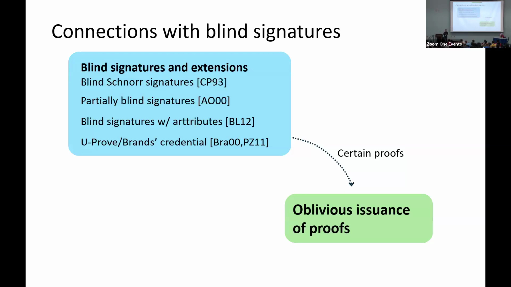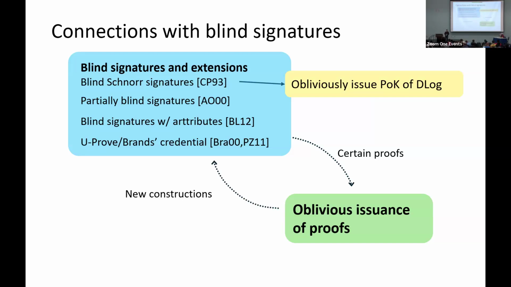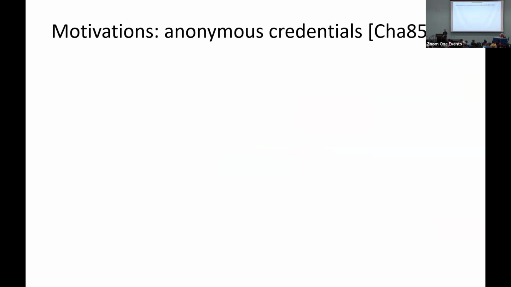In fact, a variety of blind signature schemes and their extensions have this property. For example, the blind Schnorr signature can be viewed as an oblivious issuance for a proof of knowledge of a discrete logarithm. And in turn, if we can construct oblivious issuance protocols for general proofs, it will open doors to new constructions of blind signatures.